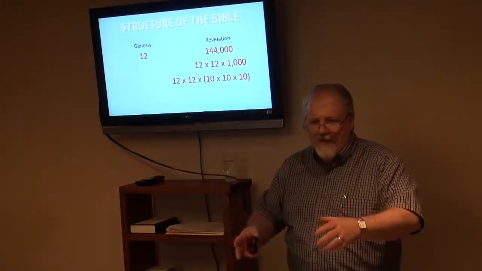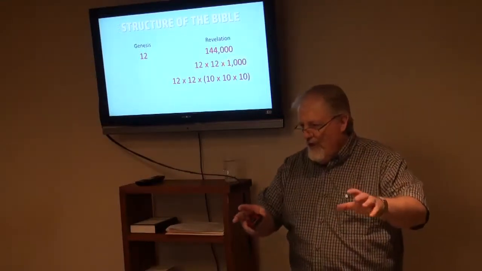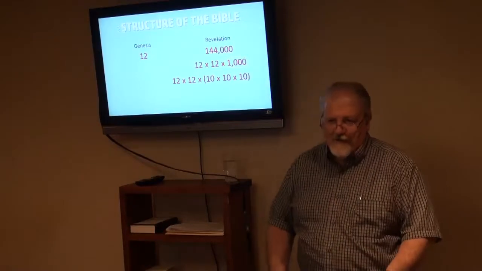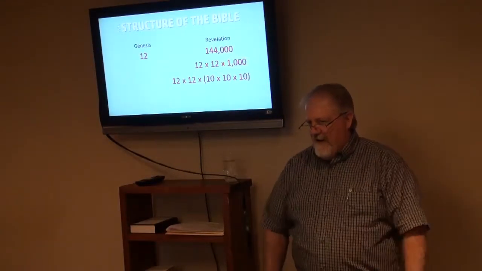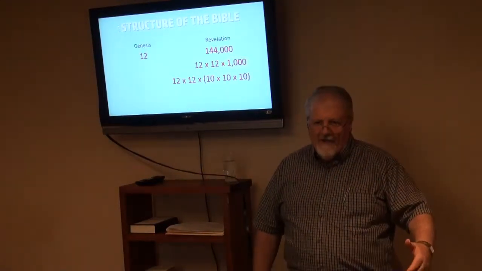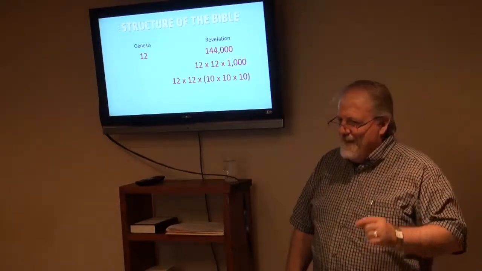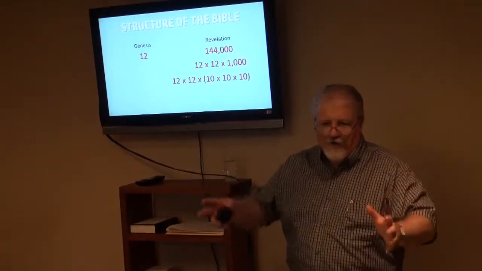12 times 12 is the whole times the whole, which means it is the entirety of the family of God. That's what 12 times 12 means. The entire family of God. You cannot get a bigger number symbolically than 12 times 12 unless you multiply it by 10. And the number 10 is the symbol of total completion.